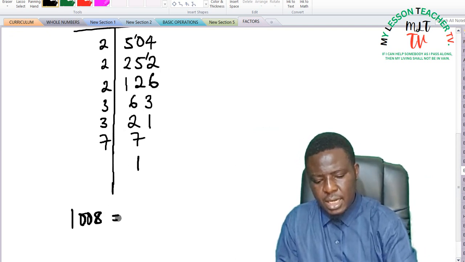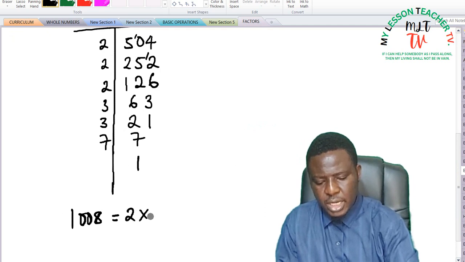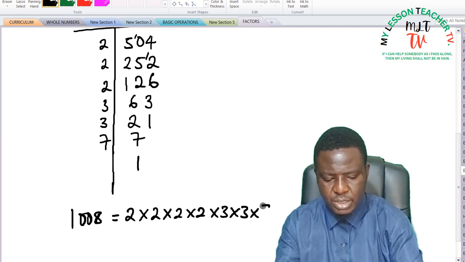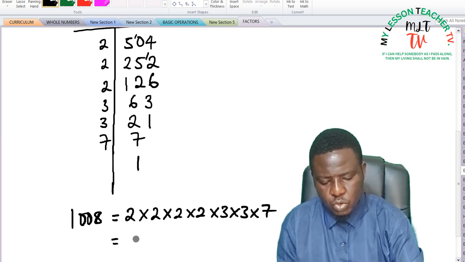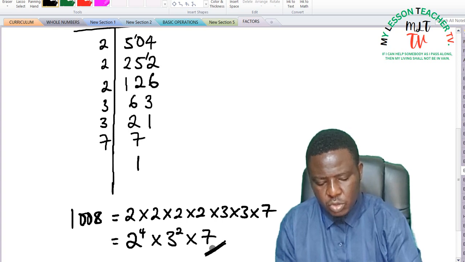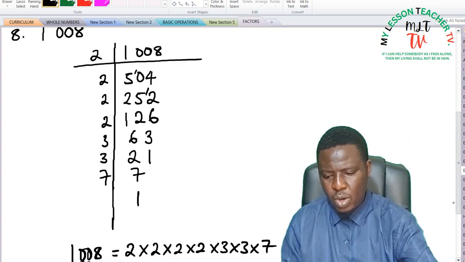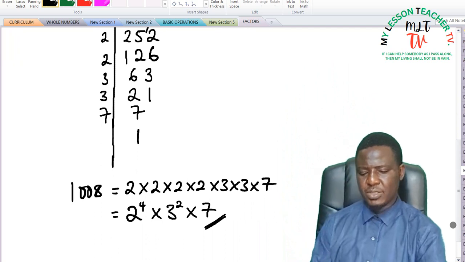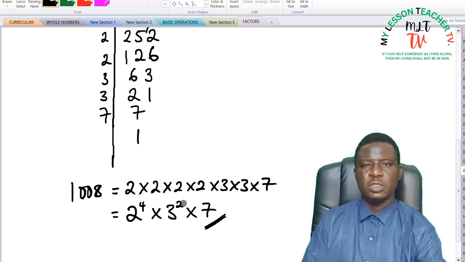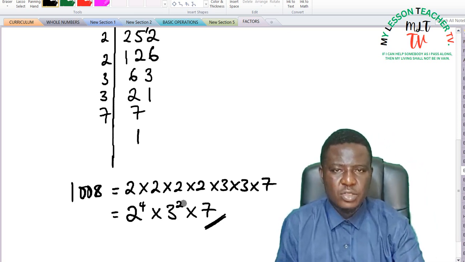1008 can be expressed as 2 times 2 times 2 times 2 times 3 times 3 times 7, which is equal to 2 raised to the power of 4 times 3 squared times 7. So in index form, 1008 can be expressed as 2 raised to the power of 4 times 3 raised to the power of 2 times 7 as a product of its prime factors.